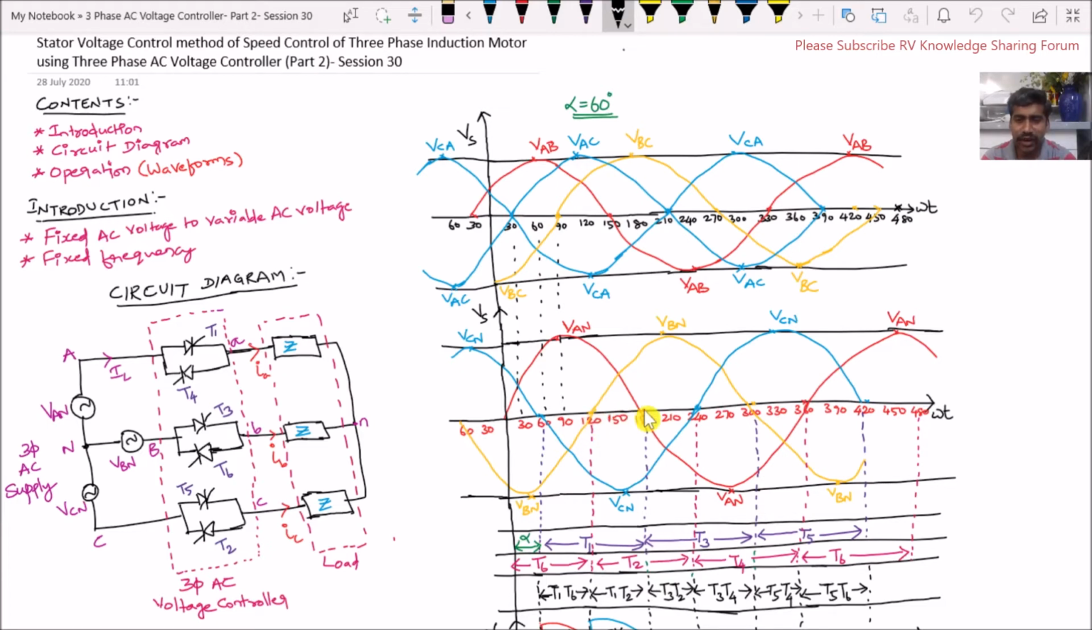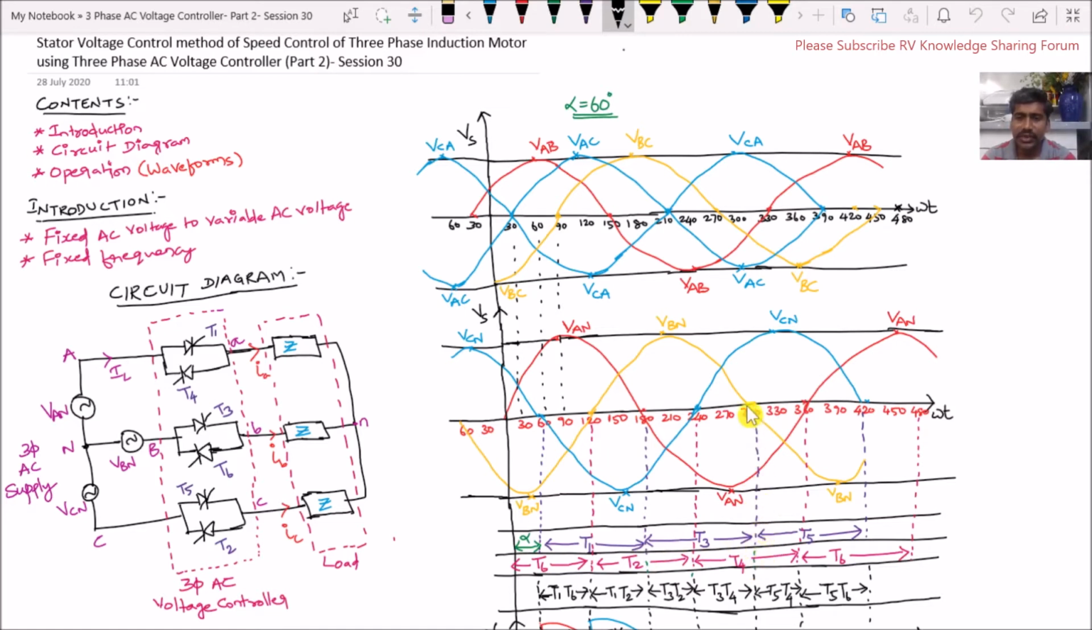Therefore, at an angle of 180 degrees, the thyristor T3, which is connected to the positive half cycle of VBN, comes into conduction. As we already said, each thyristor conducts for 120 degrees. So 180 plus 120 becomes 300. Our thyristor T3 starts conducting at 180 degrees and completes its conduction at an angle of 300 degrees.